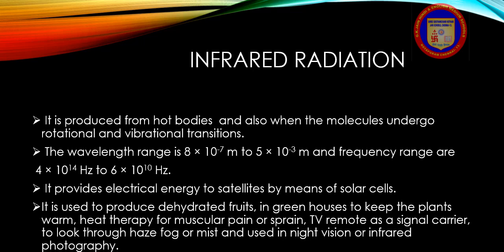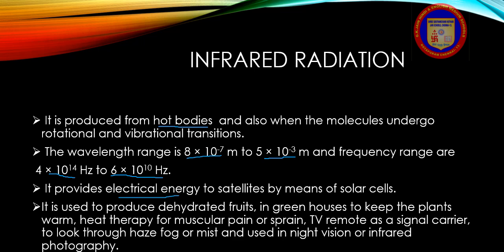Produced from hot bodies and also when the molecule undergo rotational and vibrational transitions. The wavelength ranges is 8 into 10 power minus 7 meter to 5 into 10 power minus 3 meter. And frequency ranges are 4 into 10 power 14 Hz to 6 into 10 power 10 Hz. It produces electrical energy to satellite by means of solar cells.